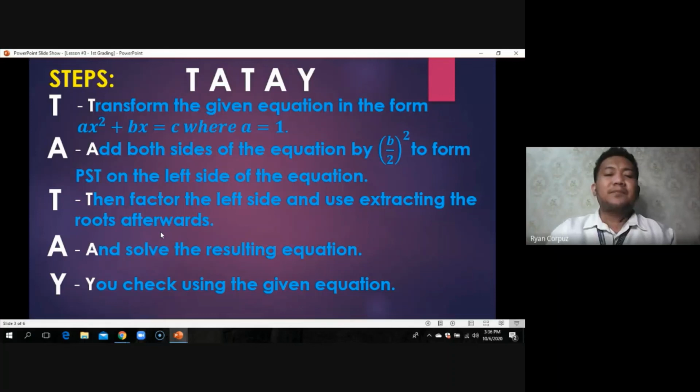So again, in order for us to solve a quadratic equation by completing the square, all you have to do is to remember si tatay.